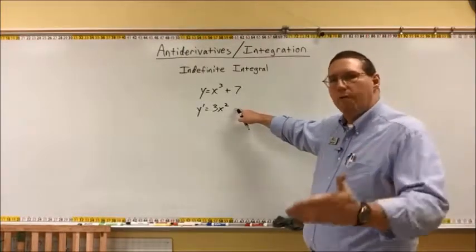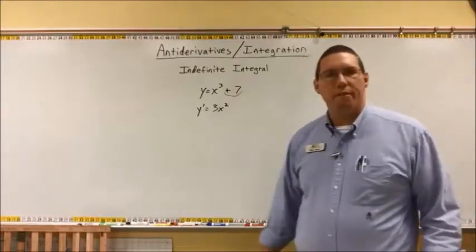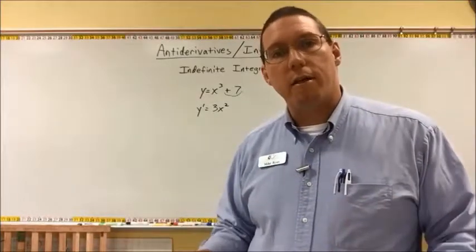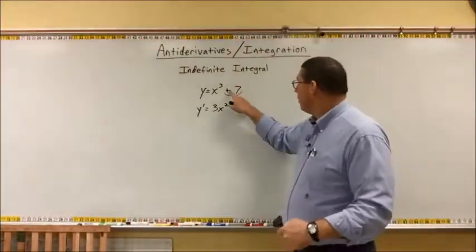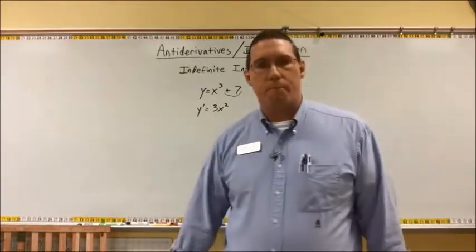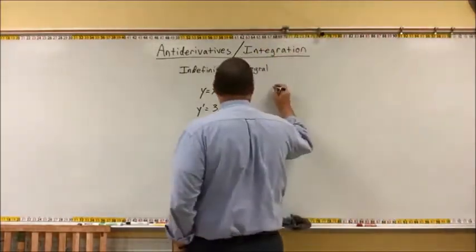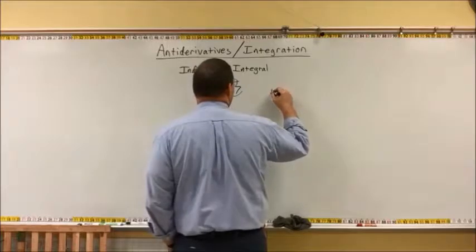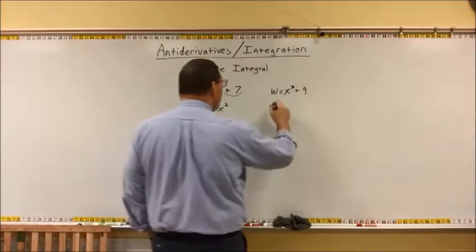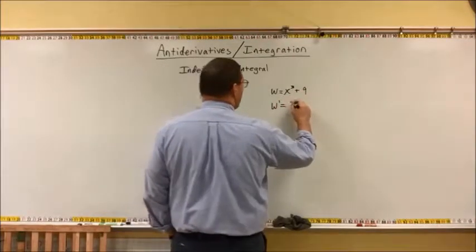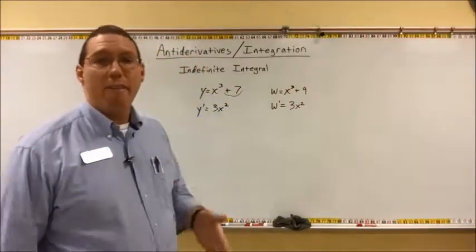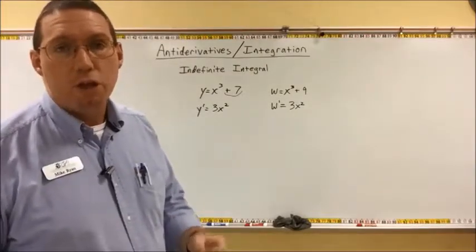Hopefully by now you have already learned that when we take the derivative of a constant, it goes away, because the rate of change of a constant is 0. And therefore, the derivative of 7 is 0. And this would be 3x squared plus 0, but we don't write the plus 0. But there's a problem, because if we had a completely different function, let's say w is equal to x to the third power plus 9, wouldn't w prime, the derivative of this, also be 3x squared? We have two different functions that each have the same rate of change. They have the same derivative.